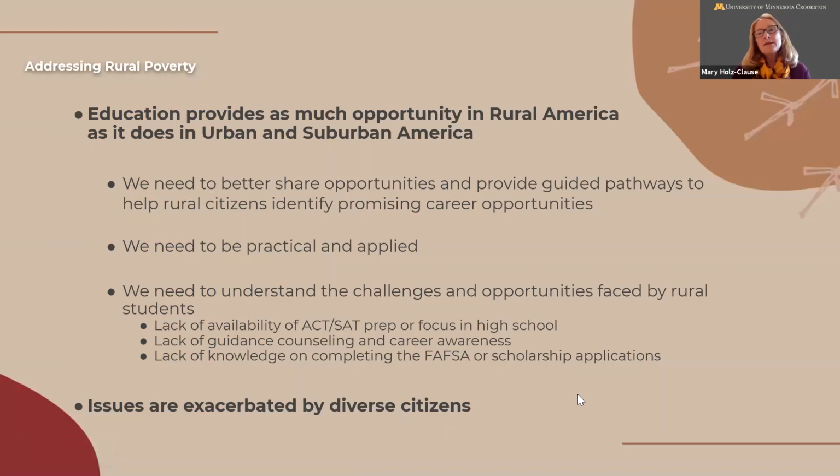So one of the areas where education provides as much opportunity to rural America as it does to urban and suburban America, we need to do a better job of sharing opportunities, and more importantly, I would say, providing guided pathways. Oftentimes, particularly in higher education, we wait for the students to come to us. We wait until they're in junior, senior year of high school. We need to start much earlier with students. Let them see that there are ways that they can work with their families, their parents, their grandparents, to show a different pathway.